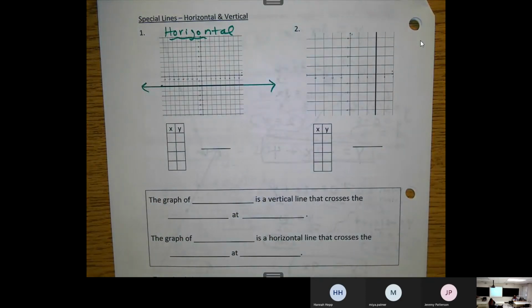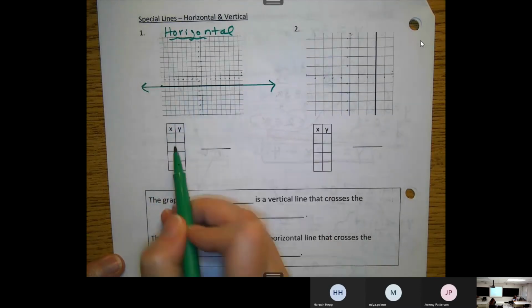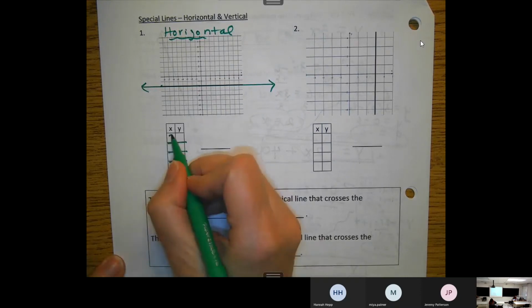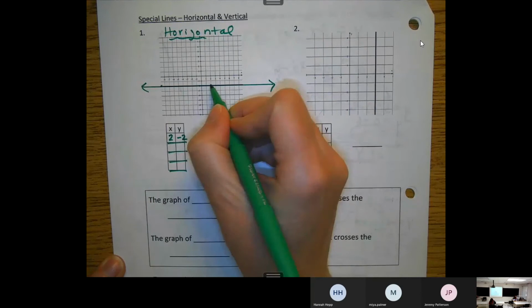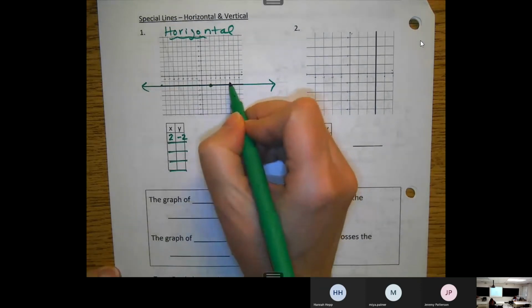Let's investigate it a little bit. Could you tell me some points that line goes through to help fill in the chart here? What are some of the points on the line? Maybe something like 2 and -2. 2 and -2. Good one. That would be this point here. We could use a few more. What other points does that line go through? 6, -2. Nice.